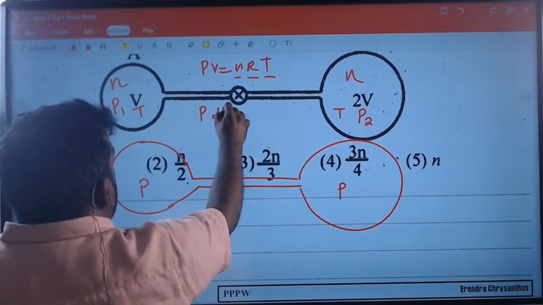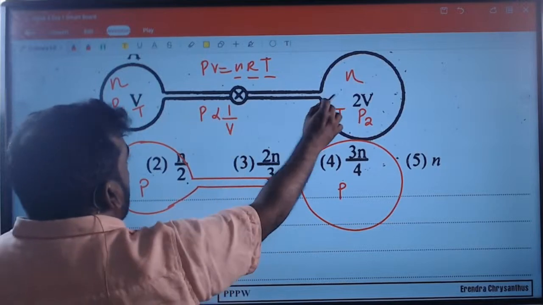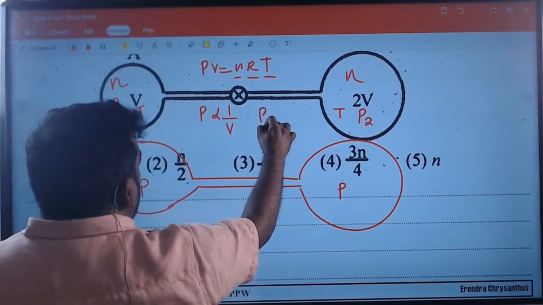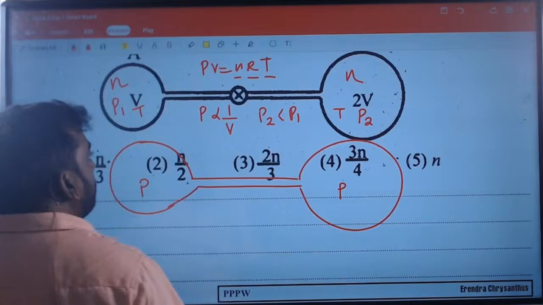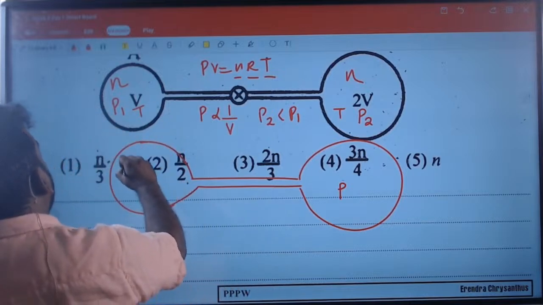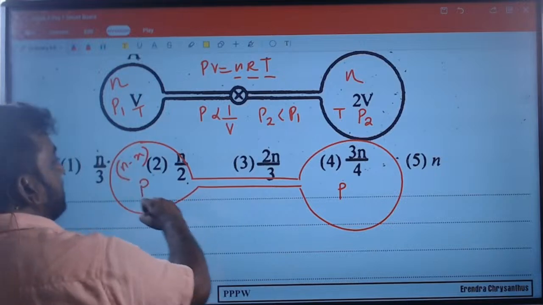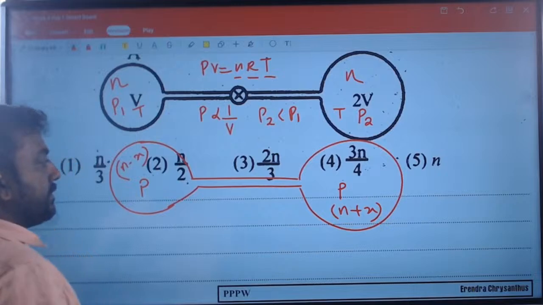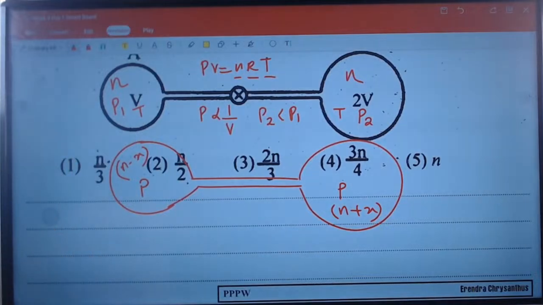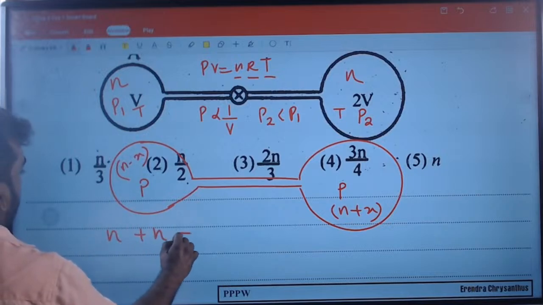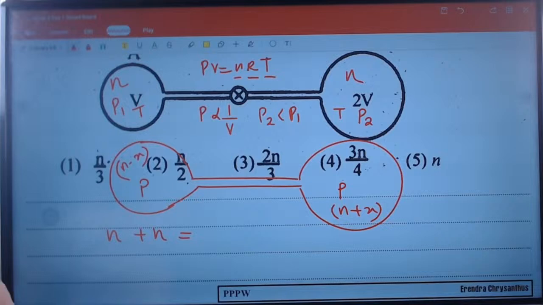Pressure is inversely proportional to volume. Larger volume, lesser pressure. So P2 is less than P1. From high pressure to low pressure, moles will travel. So here n minus x, here it is going to be n plus x. Look at this carefully. Total number of moles n plus n, total number of moles finally.